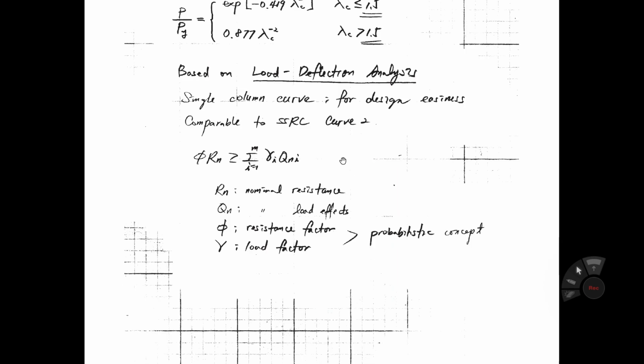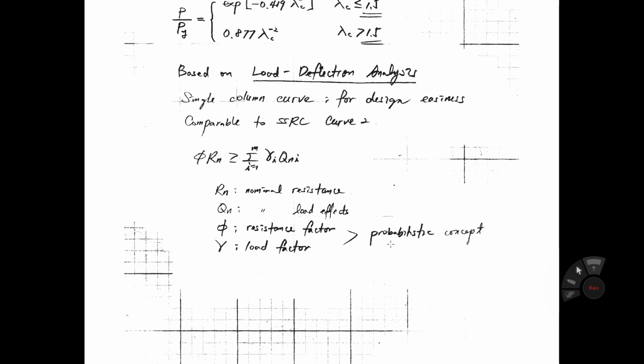The design format is like this: phi Rn greater than sigma gamma Qni. Rn is nominal resistance, Qni is load effect, phi is resistance factor, gamma is load factor. So in order to determine the resistance factor and load factor, the probabilistic concept has been used.